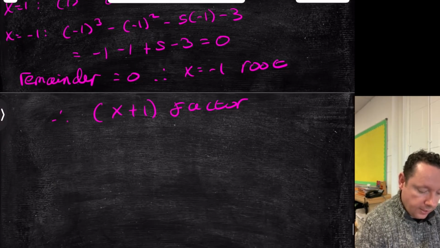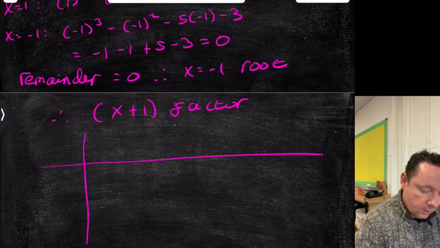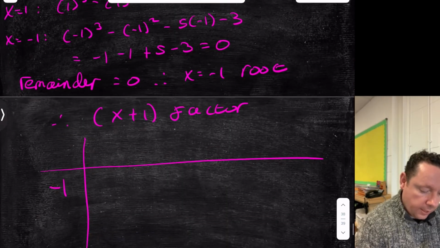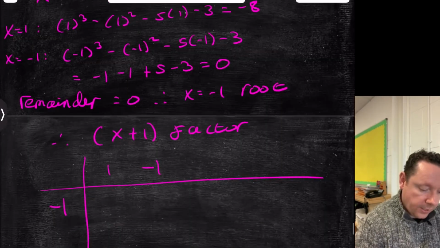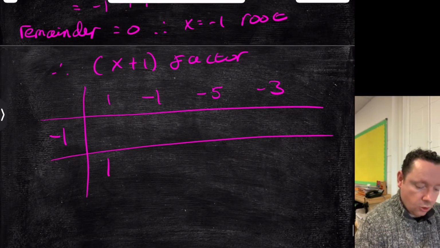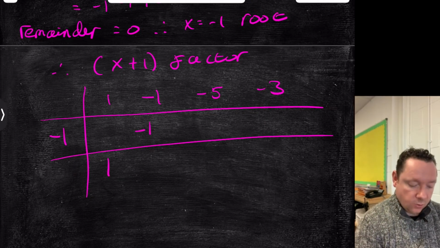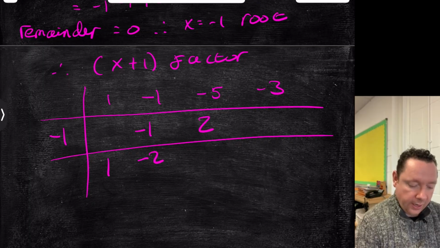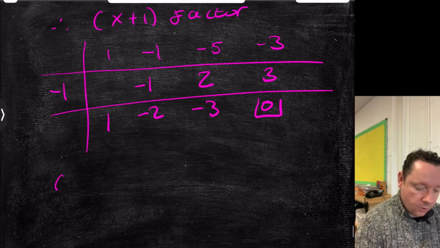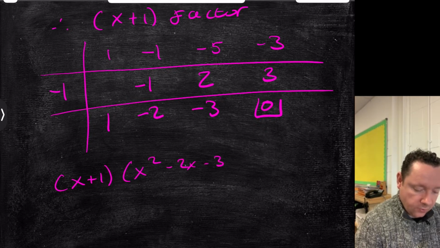So now we can do our synthetic division as normal. Minus 1 was the root, and then we've got 1x cubed, minus 1x squared, minus 5, minus 3. Drop the 1 down, then 1 times minus 1 is minus 1. Take away gives you minus 2, times gives you 2, take away gives you minus 3, times gives you 3, and you get 0. And therefore we've got our x plus 1 times x squared minus 2x minus 3 equals 0.